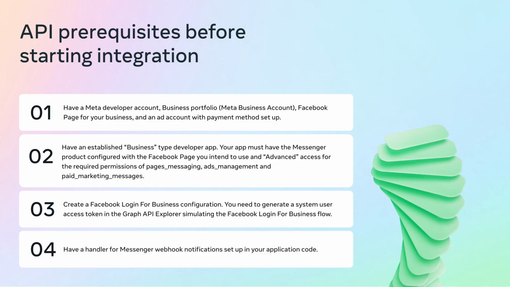You would need to create a Facebook login for business configuration. This is needed to generate a system user access token in the Graph API Explorer, simulating the Facebook login for business flow. Have a handler for Messenger webhook notifications set up in your application code.